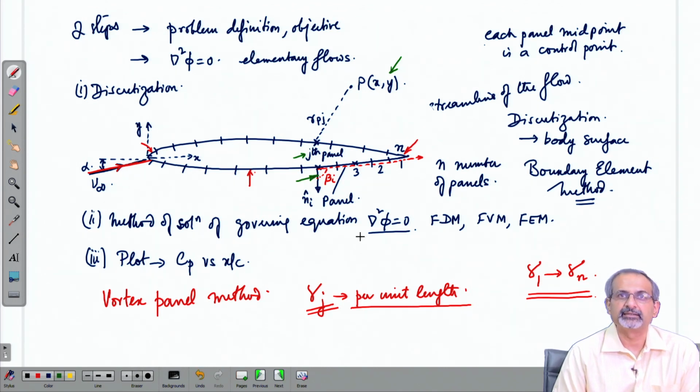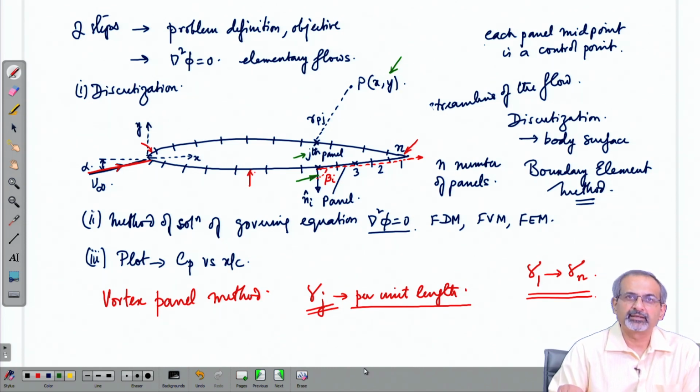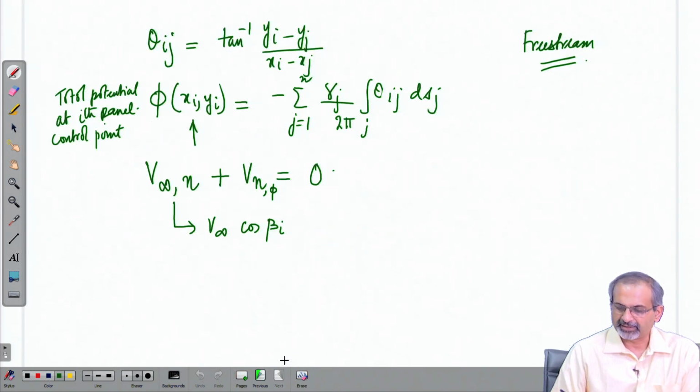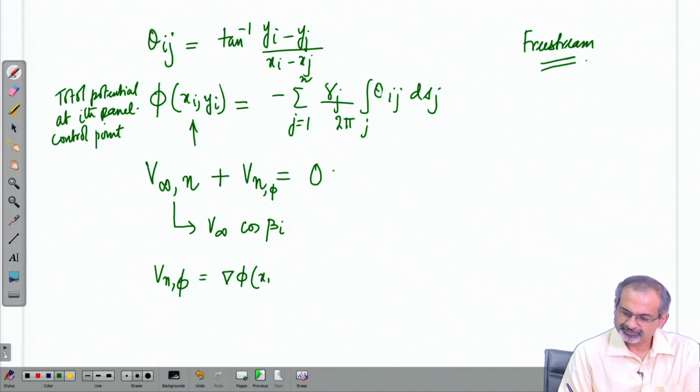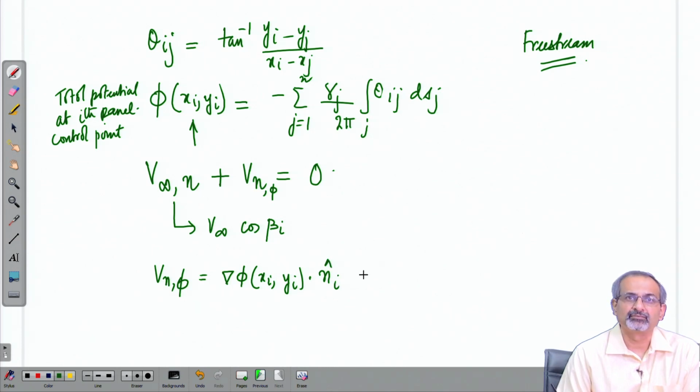The beta I was indicated here. That was the direction between the free stream and the unit normal vector at the control point of that particular panel. So, we are taking a cos component of that angle, that gives you the normal component of V infinity. And then what is V n phi, sorry. So, V n phi by definition is gradient of phi x I y I dot n I, that is what the definition is.